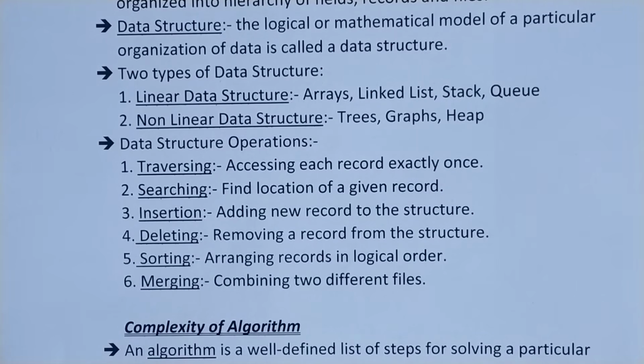Operations performed on data structure include: first is traversing. Traversing means accessing each record exactly once. Second is searching. Find location of a given record in the data structure. Third is adding, or insertion. Adding new records to the data structure. Fourth is deleting. Removing records from the data structure. Fifth one is sorting. Arranging records in ascending or descending logical order. And sixth is merging. Combine two different data structures or files.